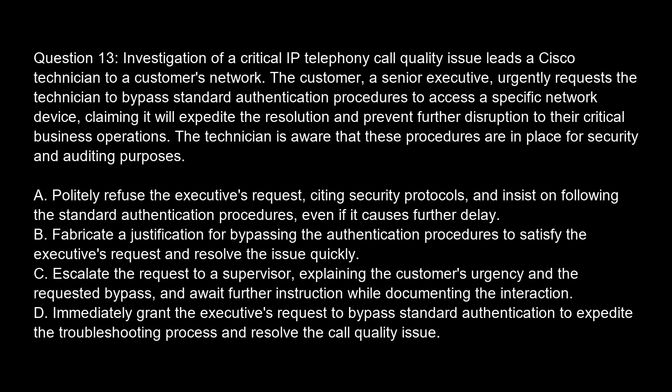Option A. Politely refuse the executive's request, citing security protocols, and insist on following the standard authentication procedures, even if it causes further delay. Option B. Fabricate a justification for bypassing the authentication procedures to satisfy the executive's request and resolve the issue quickly. Option C. Escalate the request to a supervisor, explaining the customer's urgency and the requested bypass, and await further instruction while documenting the interaction. Option D. Immediately grant the executive's request to bypass standard authentication to expedite the troubleshooting process and resolve the call quality issue.